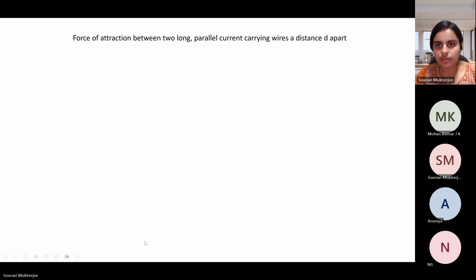Okay. So now that we know the basics, let's see what is the force of attraction between two long parallel current carrying wires. Can any of you tell me, suppose you have two long parallel current carrying wires, parallel meaning the currents are flowing in the same direction. What kind of force will one current exert on the other? Is it an attractive force or a repulsive force?